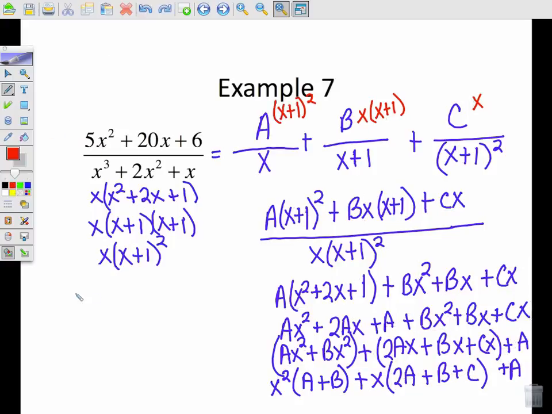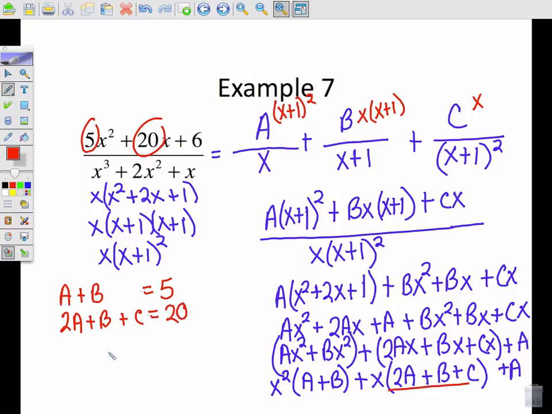My coefficients here, I've got 5x squared. So what I know is that a plus b must equal 5. And I've got 20 for the coefficient of x, so I can do 2a plus b plus c is equal to 20. That's this component. And then a, which is the only constant, is equal to 6.